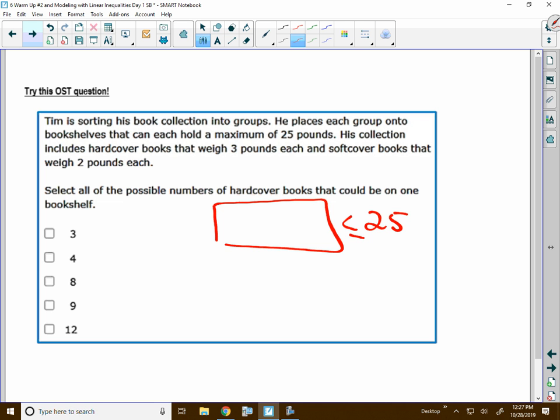His collection includes hardcover books at 3 pounds. How would we write that based on what we just did in the last 2 questions? 3x, okay? And then softcover books are 2 pounds, so we write that as 2y.